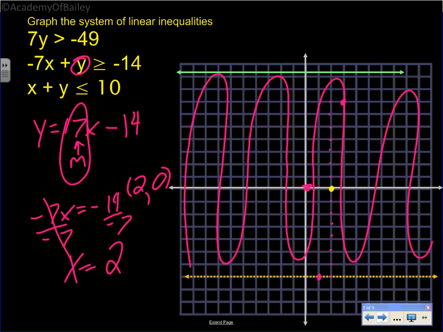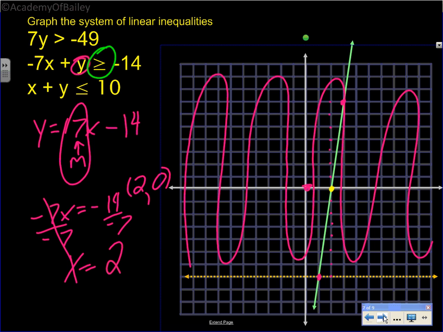Is that a solid or a dashed line? That makes it a solid line. It says or equal to, so it's going to be solid. And we can go ahead and use this one. There we go.